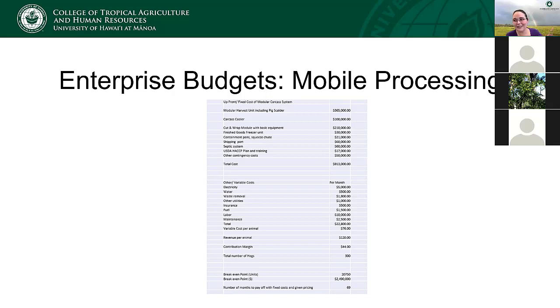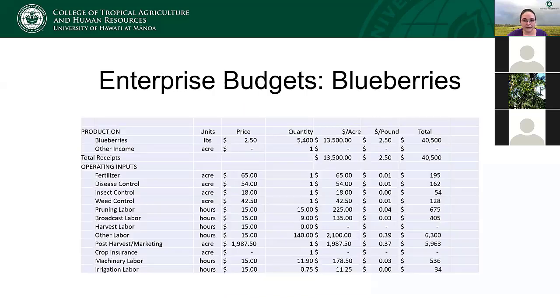Anyways, I did this one. So this one is for a mobile processing unit that I did in conjunction with some people from the Hawaii Pork Producers Association. And I recognized the fact that it would be impossible to read, but you all will be receiving PDF copies of the handouts today, as well as resources that are listed in references at the end.